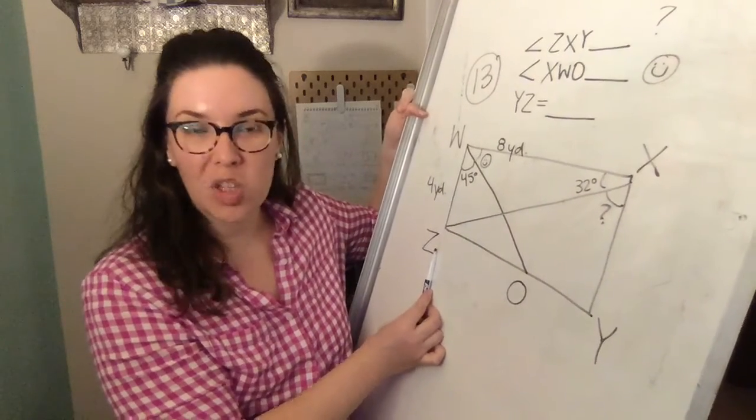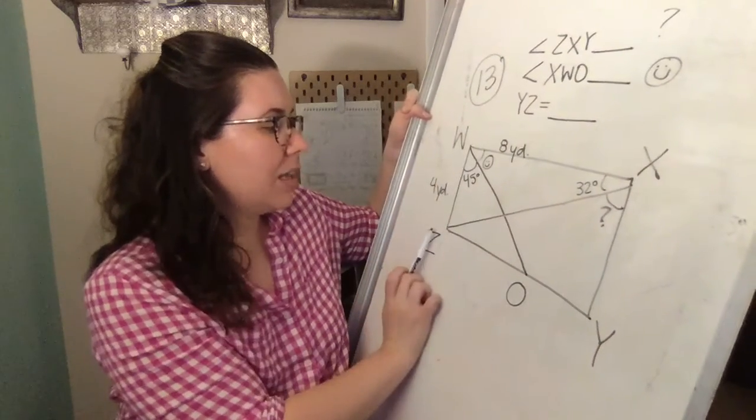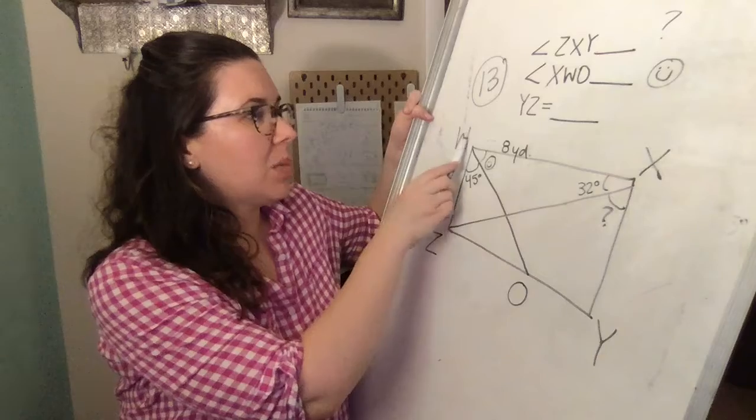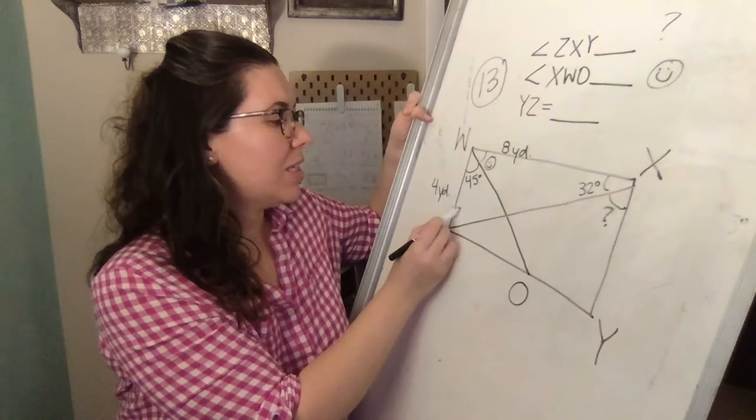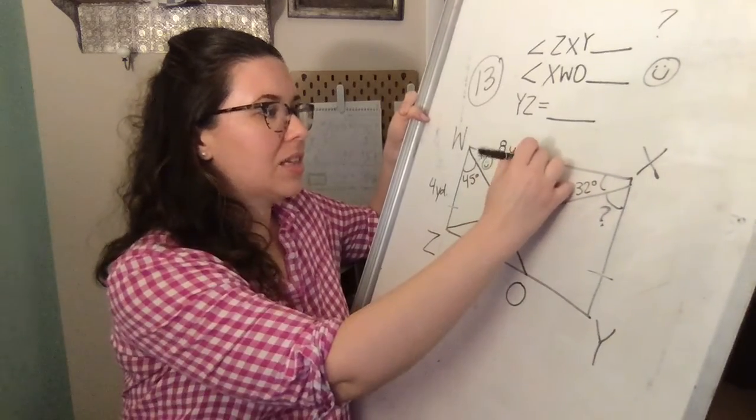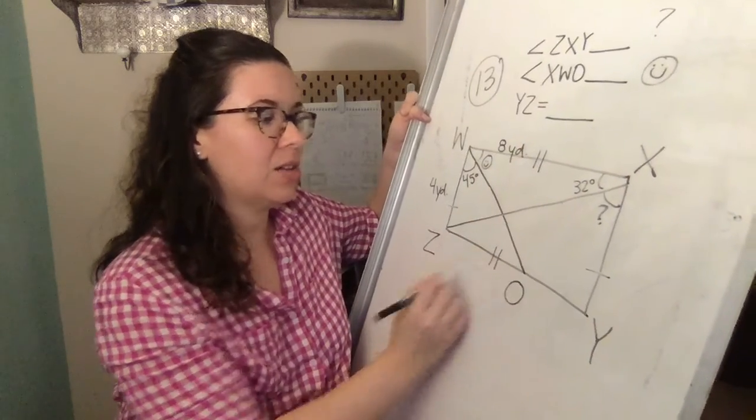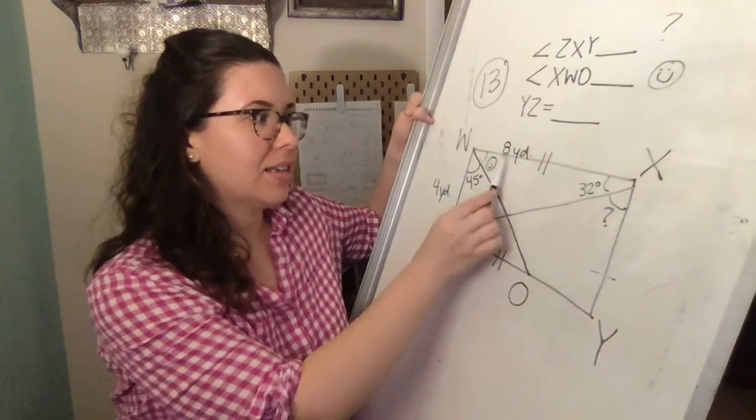Again, this goes back to the properties of rectangles. I have this side labeled 4 yards and WX is labeled 8 yards. I know that this side and this side are the same measurement and that this side and this side are the same measurement, which means that ZY is 8 yards.